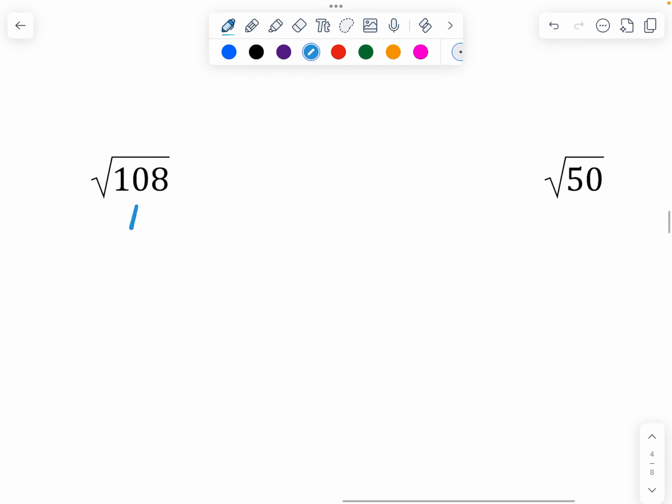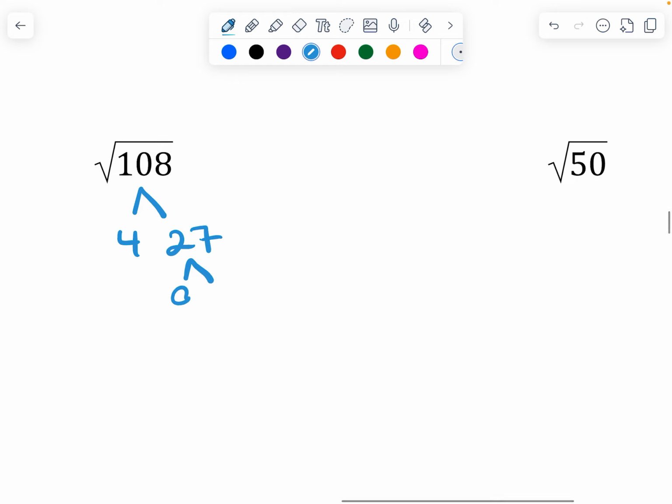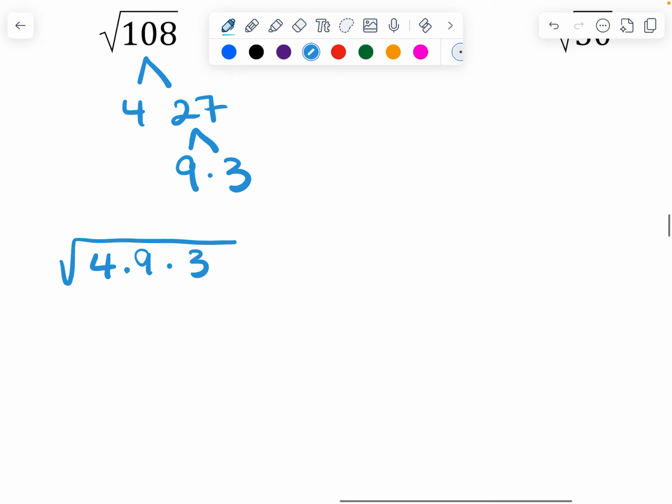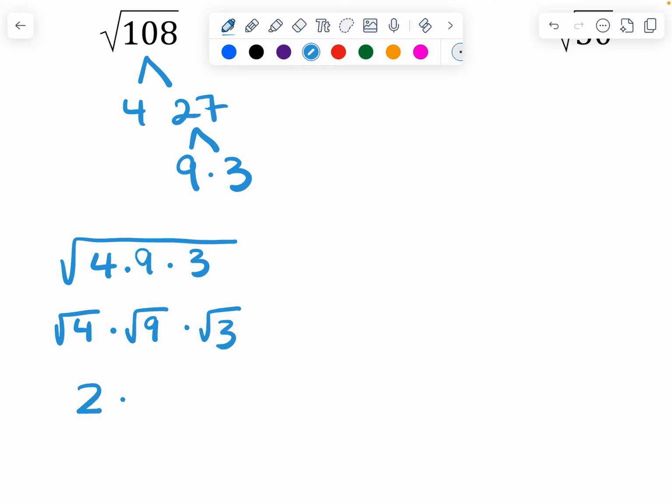Over here, does 4 go into 108? It does, 27 times. What perfect square goes into 27? Well, 4 doesn't go into it because 27 is an odd number, but 9 goes into it 3 times. So if I rewrite this, I have 4 times 9 times 3. The square root of 4 times the square root of 9 times the square root of 3. So 2 times 3 times the square root of 3. So 6 radical 3.